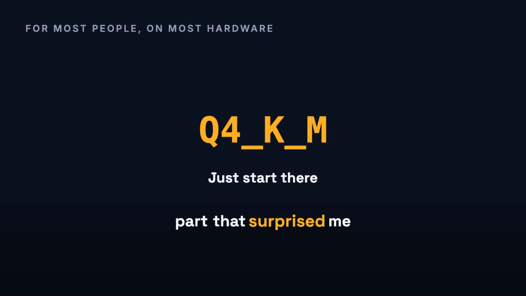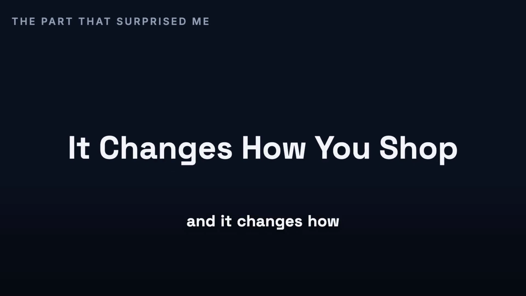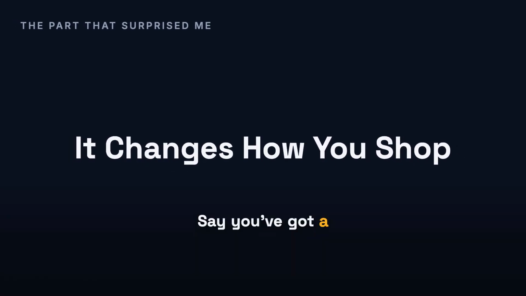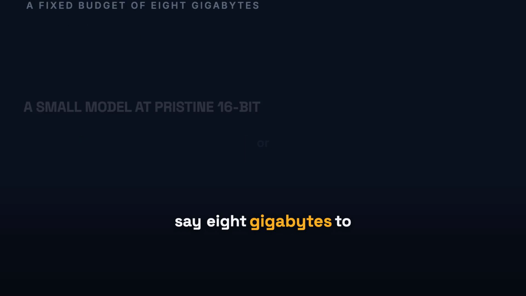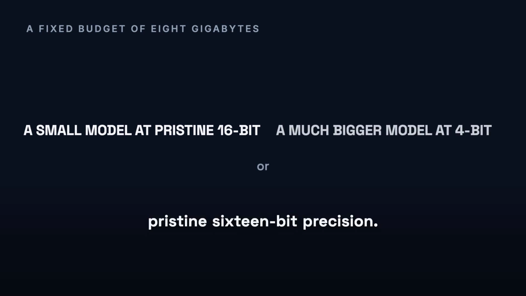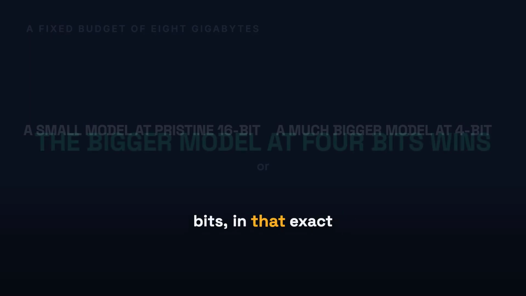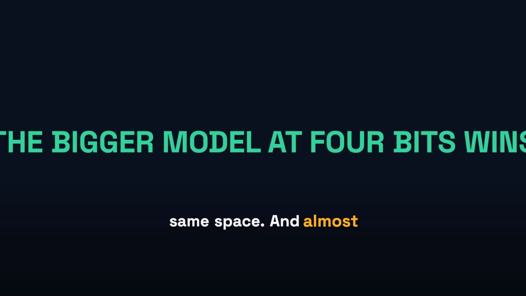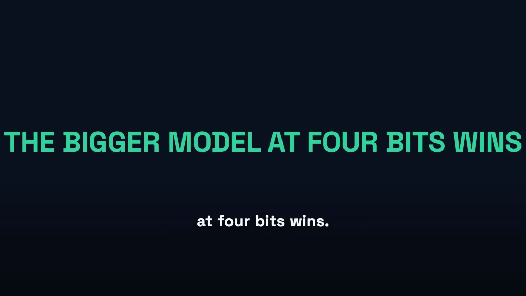Now here's the part that surprised me when it finally clicked, and it changes how you shop for models. Say you've got a fixed memory budget, let's say 8 gigabytes to play with, and you've got 2 choices. You could run a small model at full, pristine 16-bit precision, or you could run a much bigger model, squeezed down to 4 bits, in that exact same space. And almost always, the bigger model at 4 bits wins.